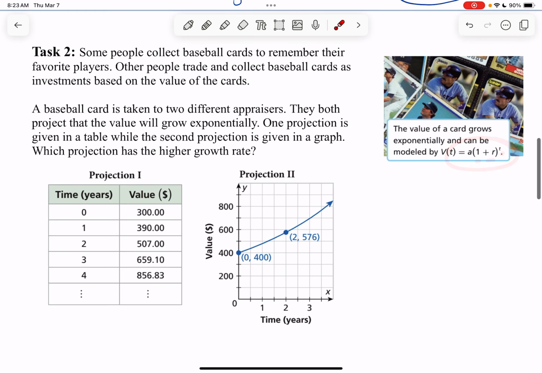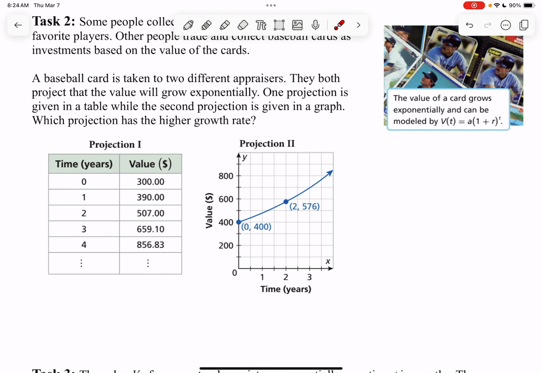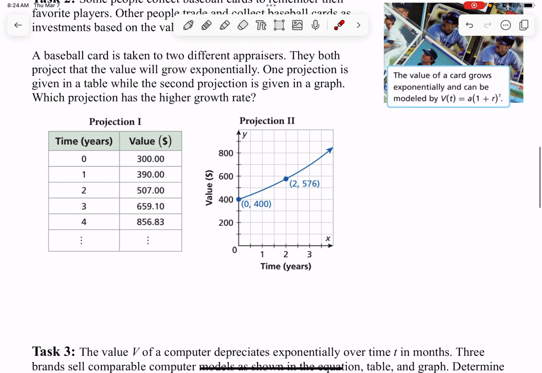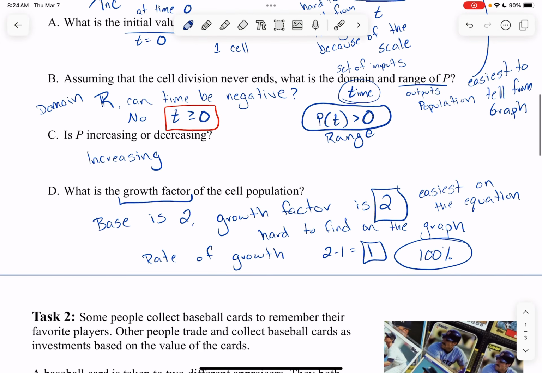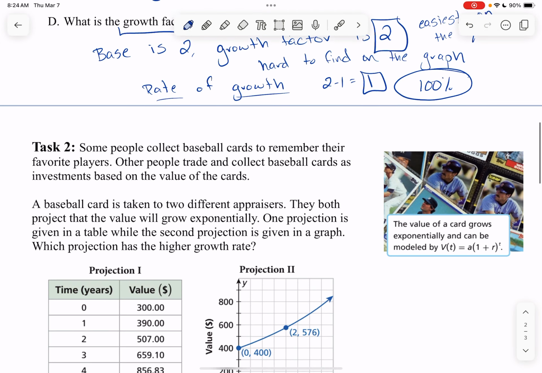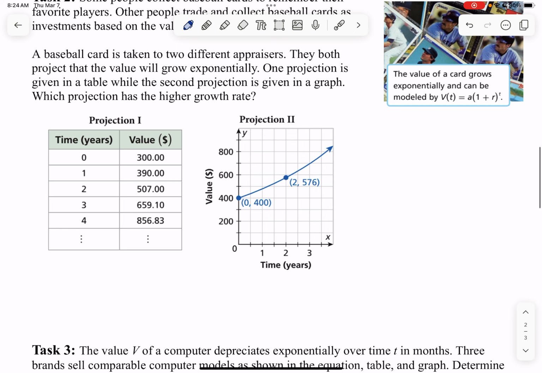A baseball card is taken to 2 different appraisers. They both project that the value will grow exponentially. One projection is given in the table while the second is given in the graph. Which projection has the highest growth rate? Okay, so we just need to determine the growth rate. So again, that rate of growth is how much is it going up each time, or how much more than 1 is it?